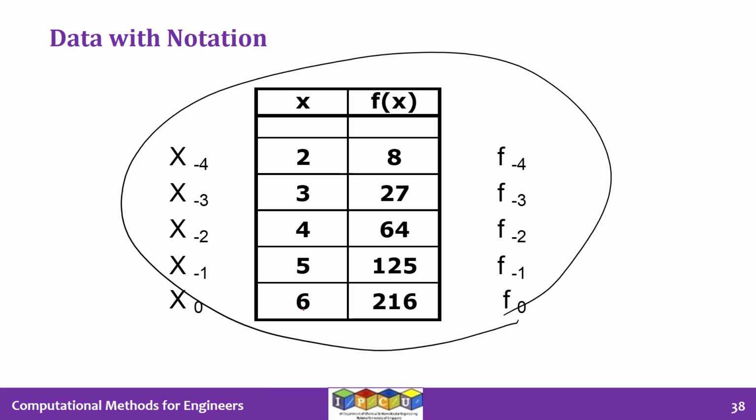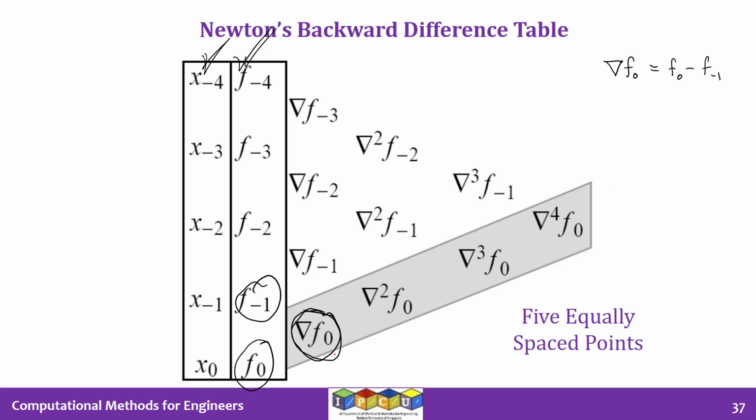So if you look at this delta f naught, when I say delta, it is the backward difference operator. F naught is going to be 216 minus 125, which is equal to 91. Delta f minus 1 will be 125 minus 64, which is going to be 61. This is going to be 37, 64 minus 27, and this is going to be 19, 27 minus 8. So that is how you can compute the first column here.